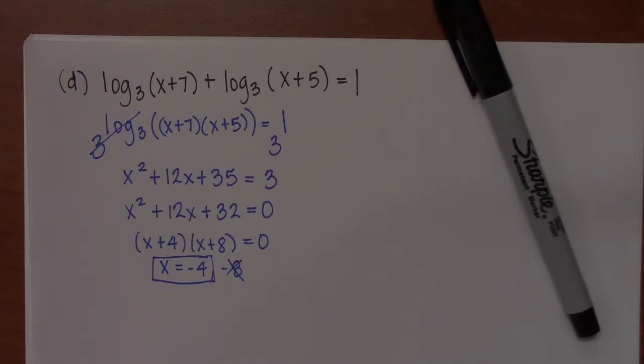If we had log base 3 of just x in this equation, then both answers would have had to be kicked out. But because we had other numbers being added that kept it positive, we were allowed to keep the answer in the equation.